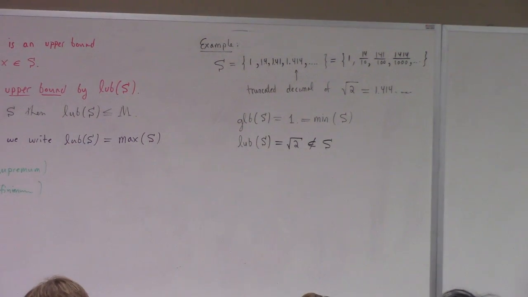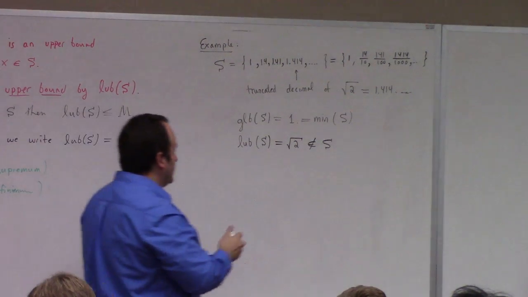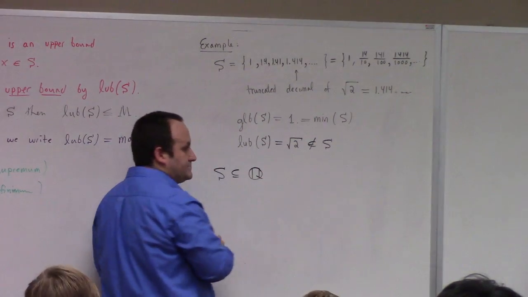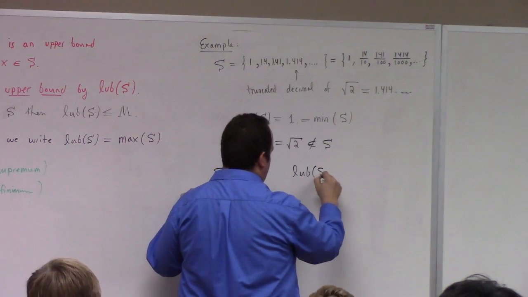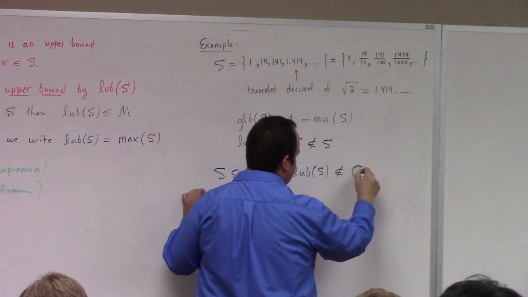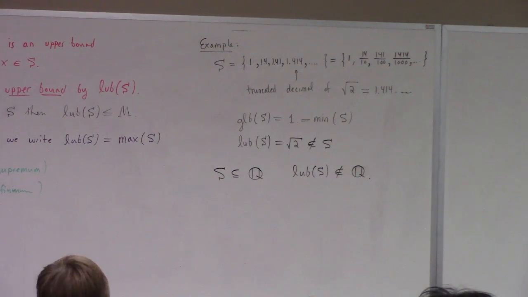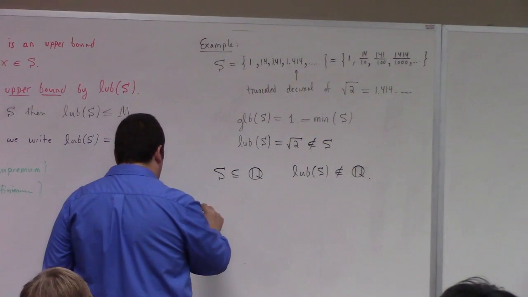What are those numbers? Those are fractions of integers. Those are rational numbers, right? S is a subset of rational numbers. Notice that the least upper bound of S is not a rational number. This example shows you that rational numbers are different than real numbers. They don't satisfy the least upper bound property. What does the least upper bound property say?